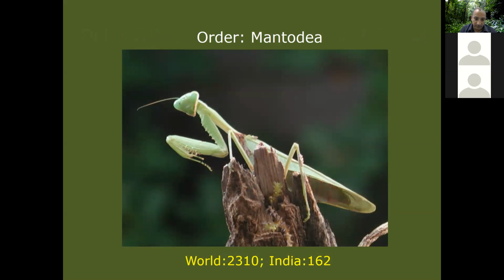We have a large number of species, 162 species known from India. They come in different forms and different shapes. But a very interesting key character is that you can identify all the mantids by looking at their first pair of legs. They hold their first pair of legs together as if somebody is praying. That's why they are called praying mantids.